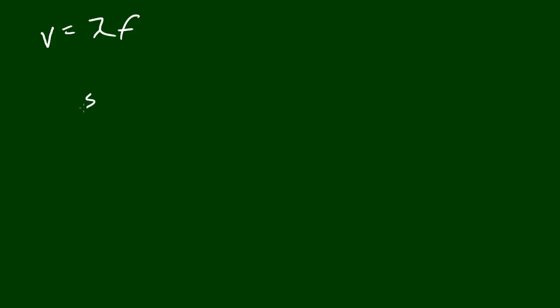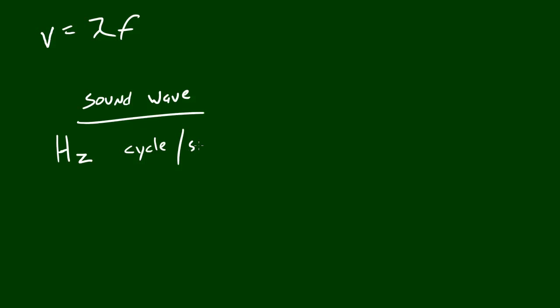So let's take a look at a basic sound wave, because I think this will be the easiest wave to demonstrate on. Before we just jump into the formula, let me give you a little background. First of all, the frequency of a sound wave is often measured in hertz. And a hertz is basically one cycle per 1 second.